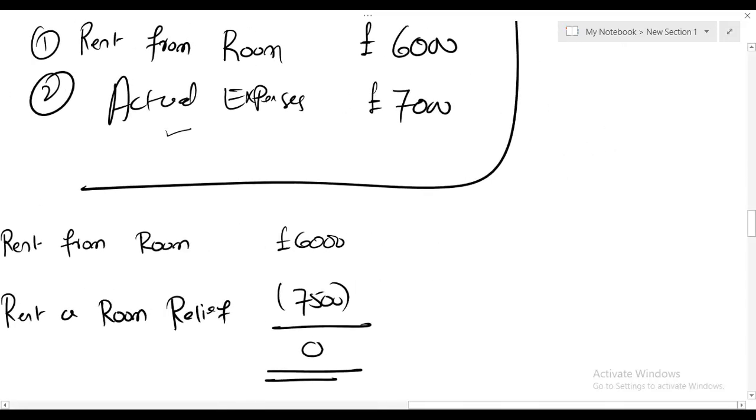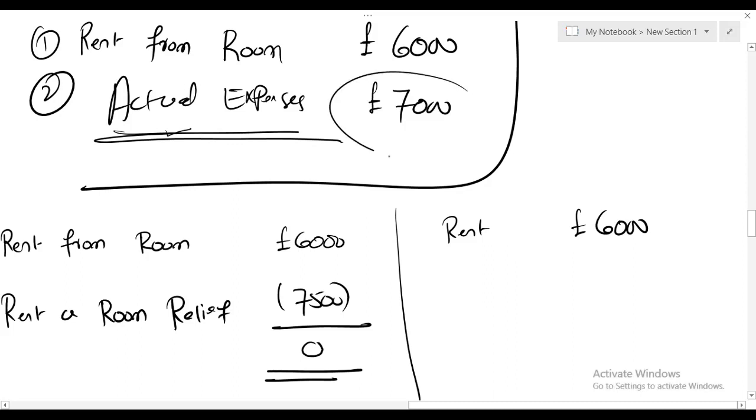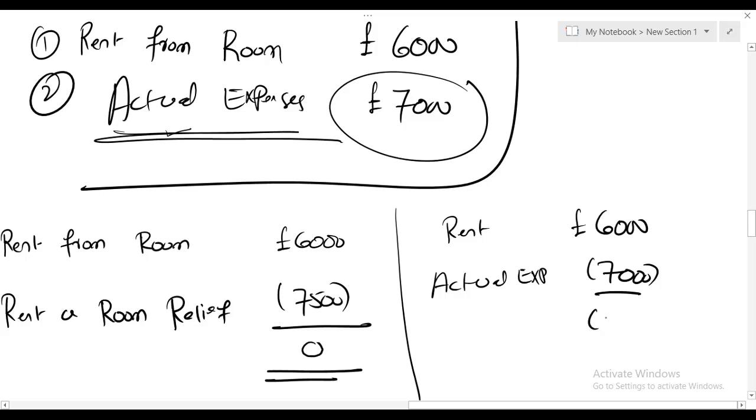But look at this. The rent is 6,000, okay? And let's say I'm not going towards rent a room relief. Instead of opting for rent a room relief, I would love to opt for actual expenses. My actual expenses are 7,000. Now let's see what happens. If I deduct my actual expenses, 7,000, now definitely you are going to have a loss of 1,000. And when you have a loss, this loss will result in tax saving.